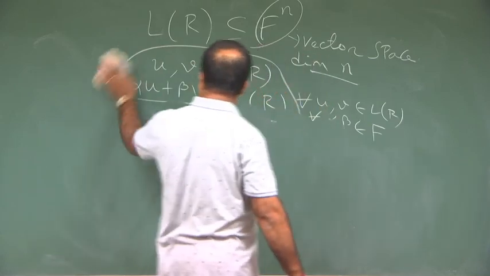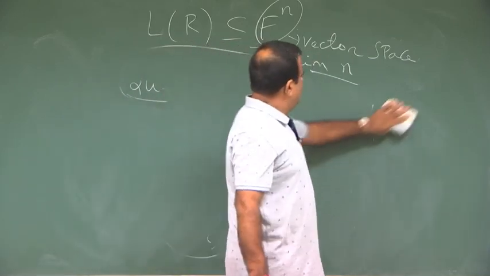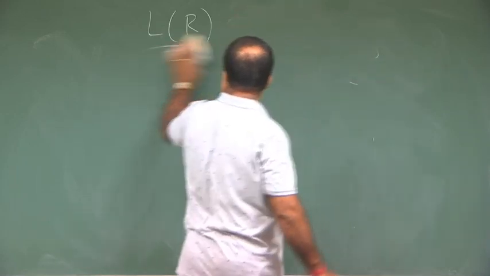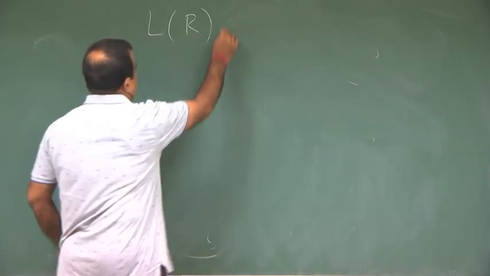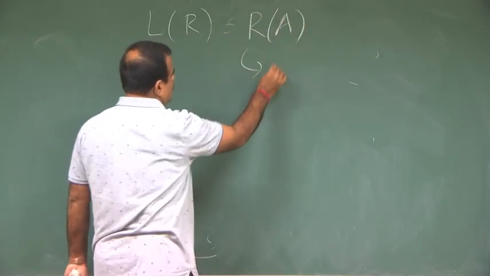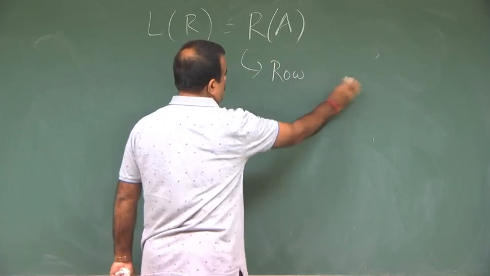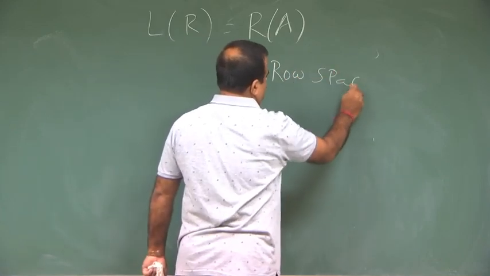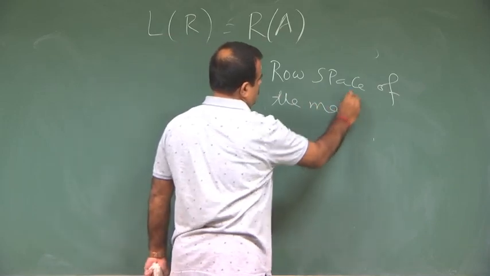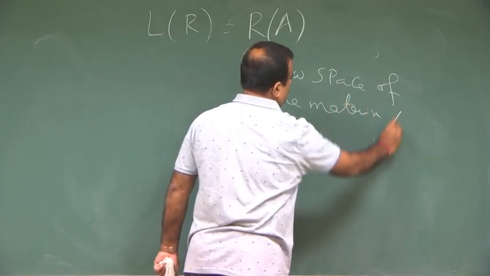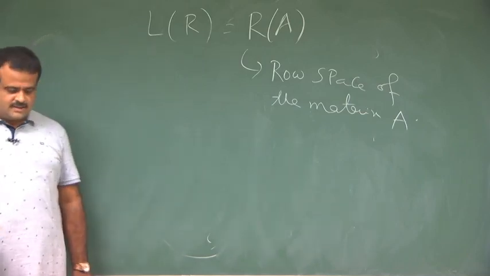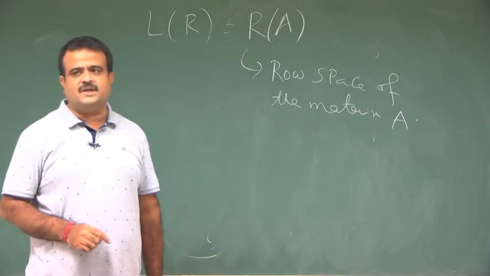So, this will again form a vector space, and this vector space is called the row space. This is R of A, this is called the row space of the matrix A.